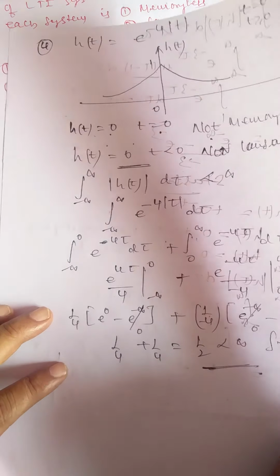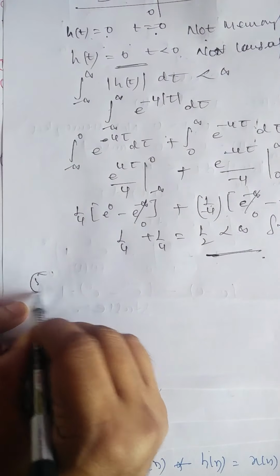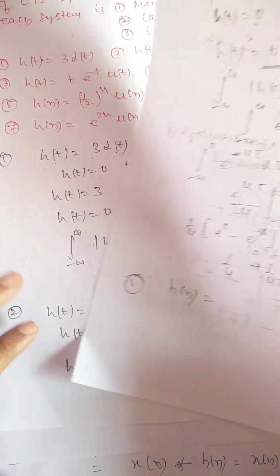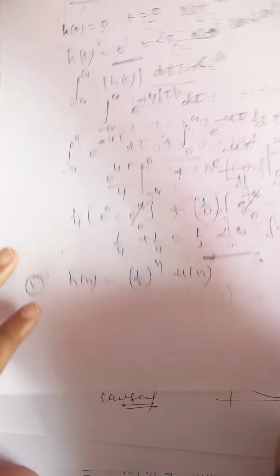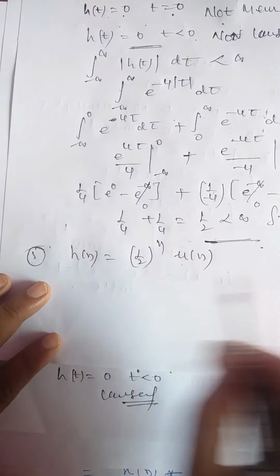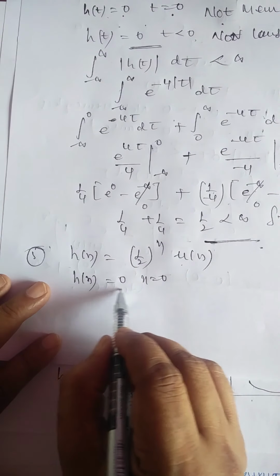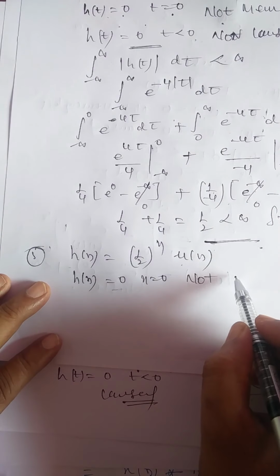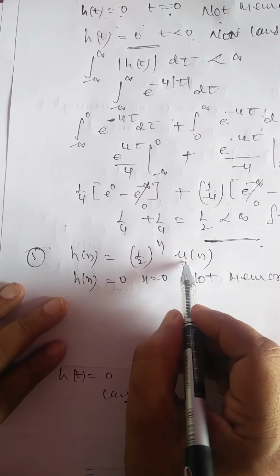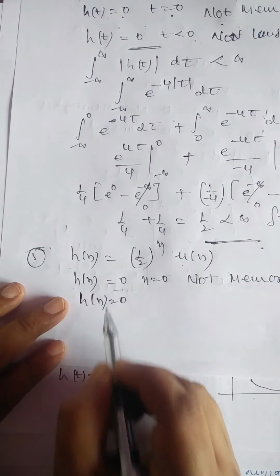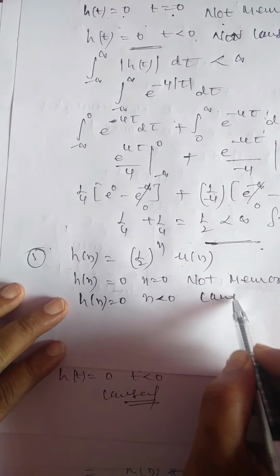Okay. Now let us take the next problem, that is the fifth one. h of n is equal to 1 by 2 whole to the power of n into u of n. Again, it is a memory system because the signal exists from 0 to plus infinity. For it to be memoryless, h of n must be equal to 0 when n is not 0. This condition is not satisfied and the system is said to be a memory system, or not memoryless. And it is a causal system because h of n is equal to 0 when n is less than 0. Because it does not exist on the left-hand side, it is a causal system.